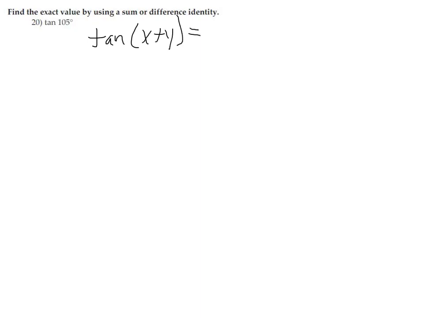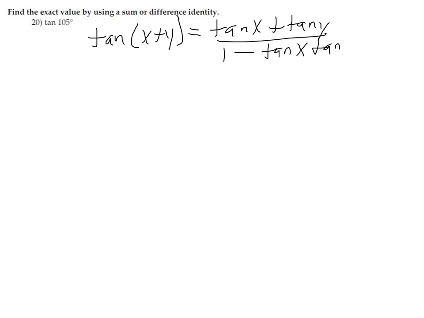Now the identity is tangent x, same symbol, plus tangent y, divided by 1, opposite symbol, minus, and then the product, tangent x, tangent y.